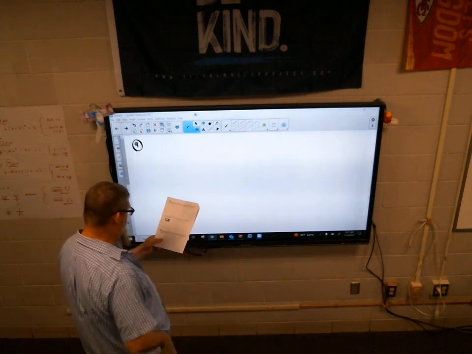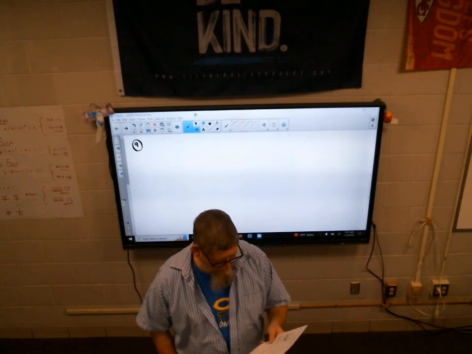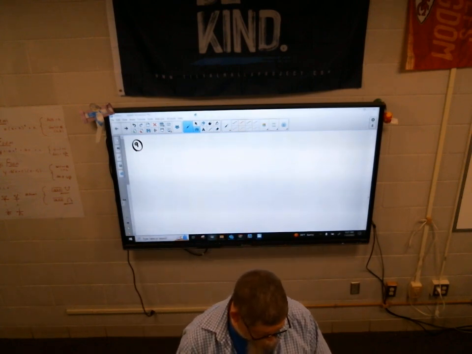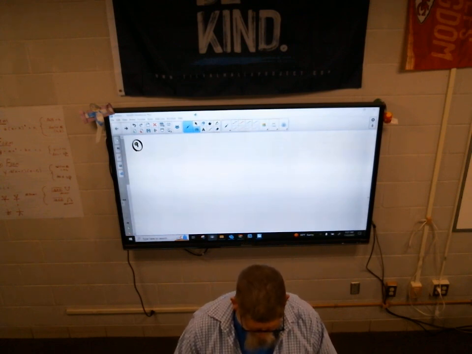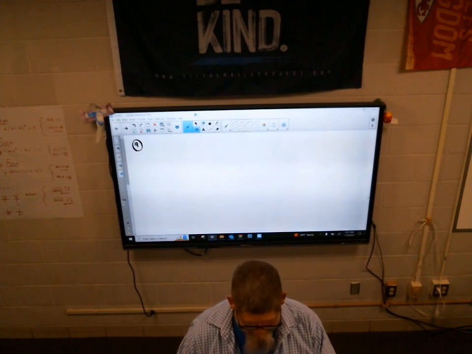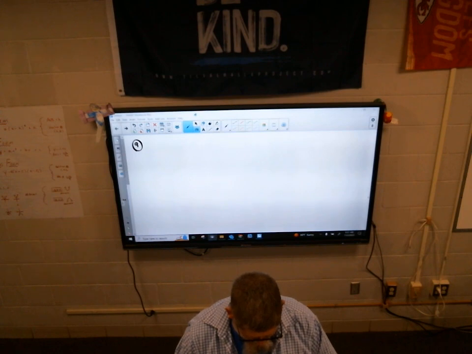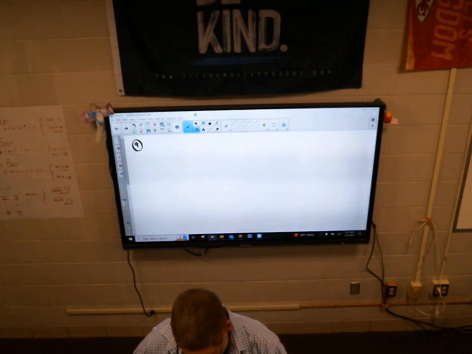So number 9 says, make sure you're looking at it, find two consecutive positive odd integers such that the square of the smallest integer added to 3 times your notes say median, but it should say largest, or the larger integer, because there's only 2, there's no median integer. Median's the middle. There is no median, so it has to be the larger integer. So there's a typo there, apologize for that. So it's added to 3 times the larger integer is 24.